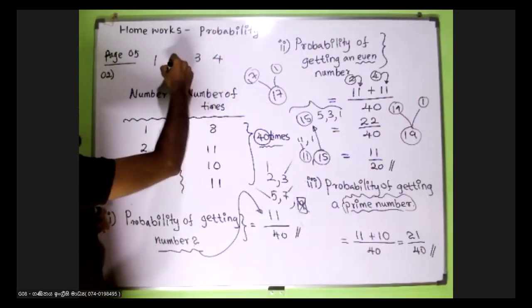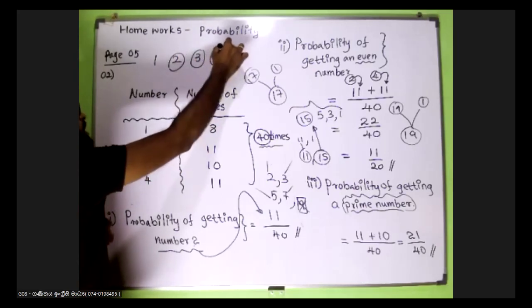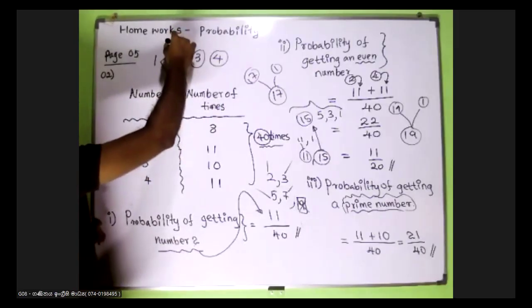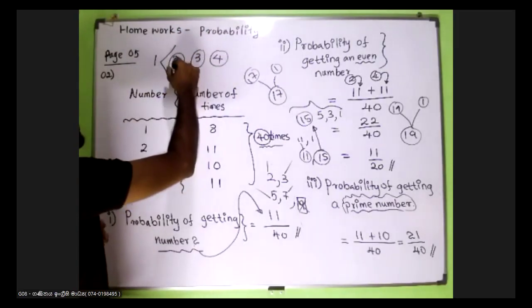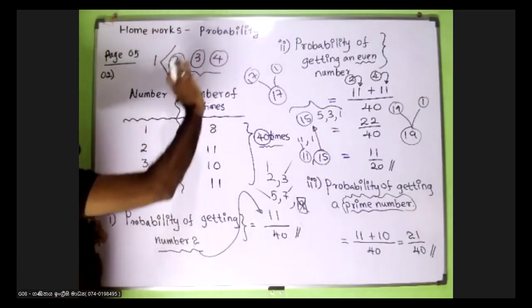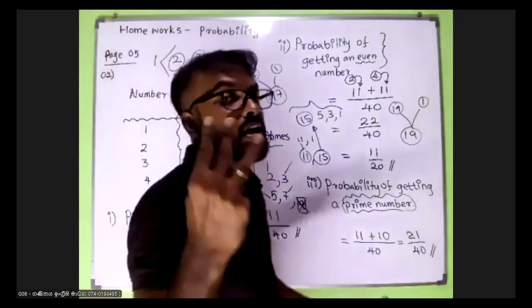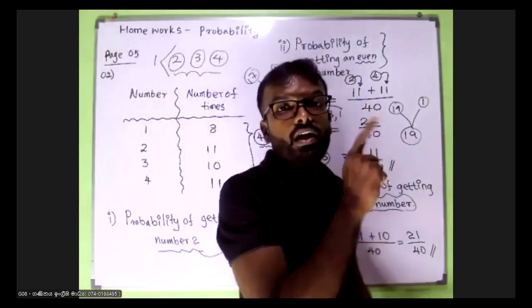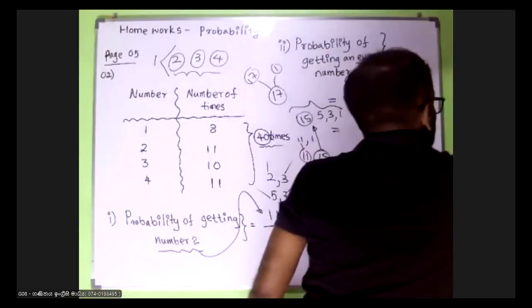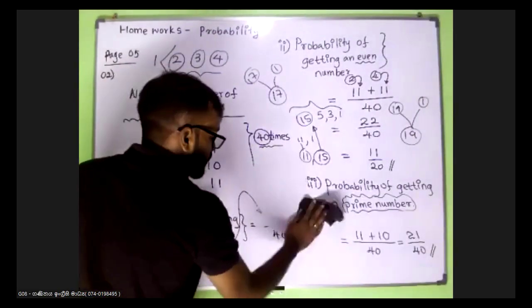So 2 is greater than 1. 3 is greater than 1. 4 is greater than 1. Right? Greater than. So the mouth is open to greater than. So 2 and 3 and 4. All these three numbers are greater than 1. So we have to use those three numbers to provide the answer for the fourth question. Right. So I will clear here.